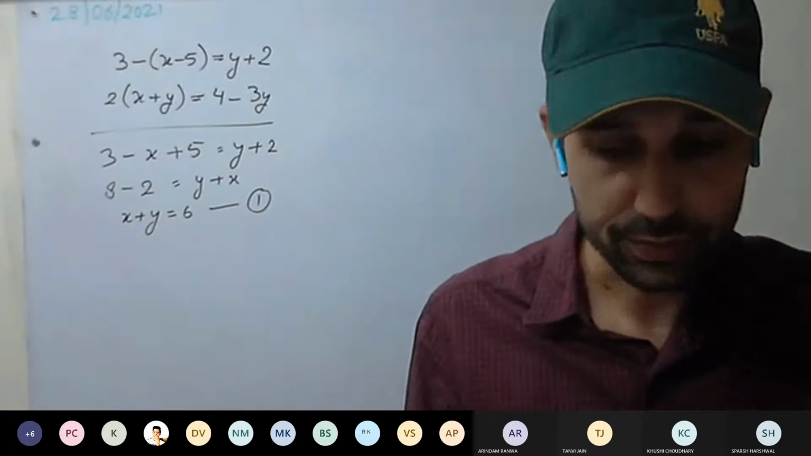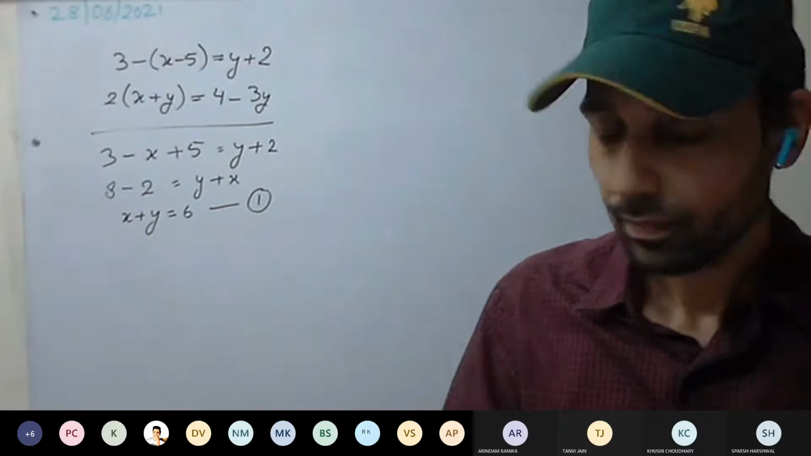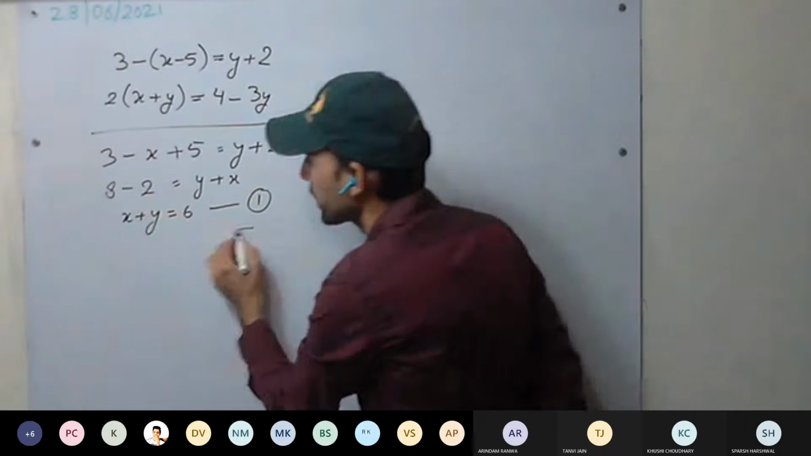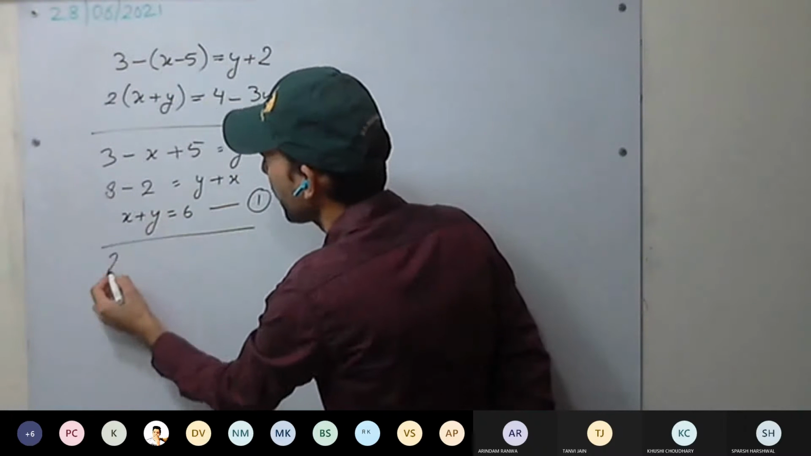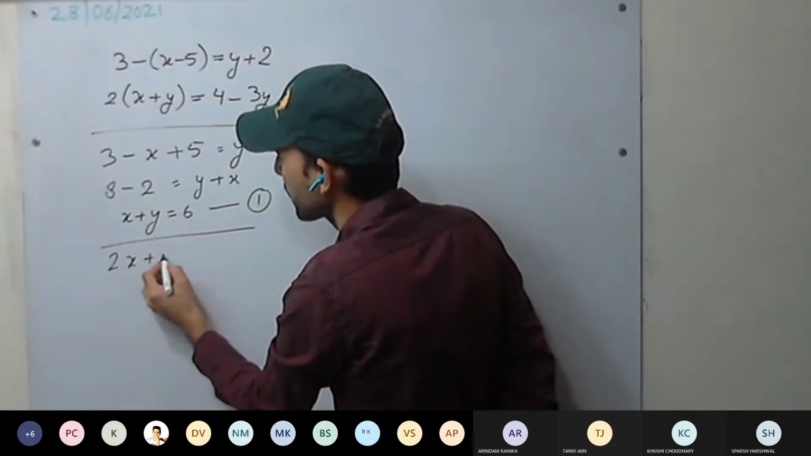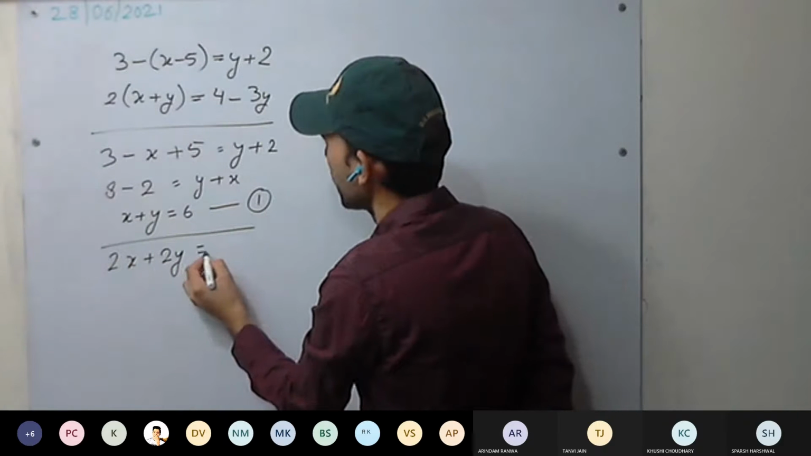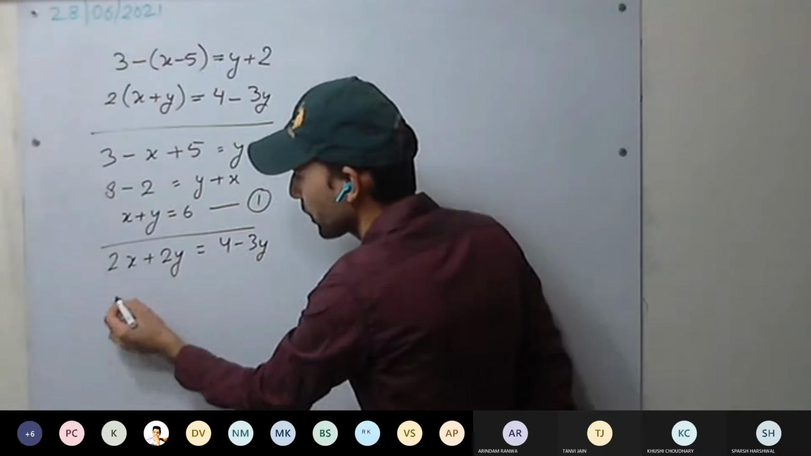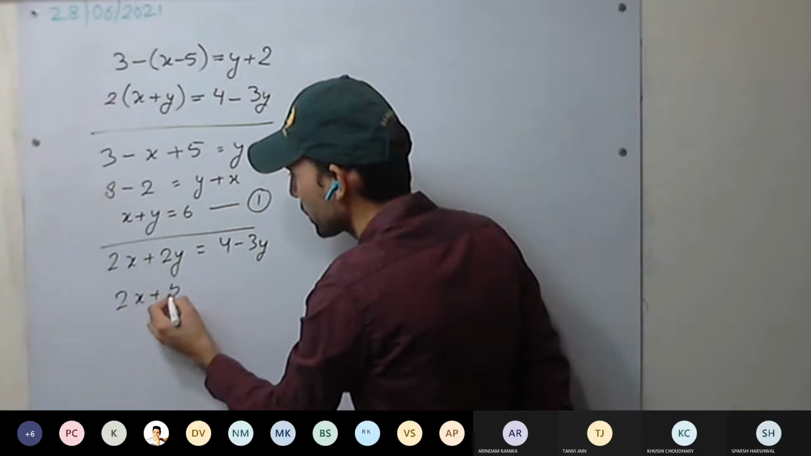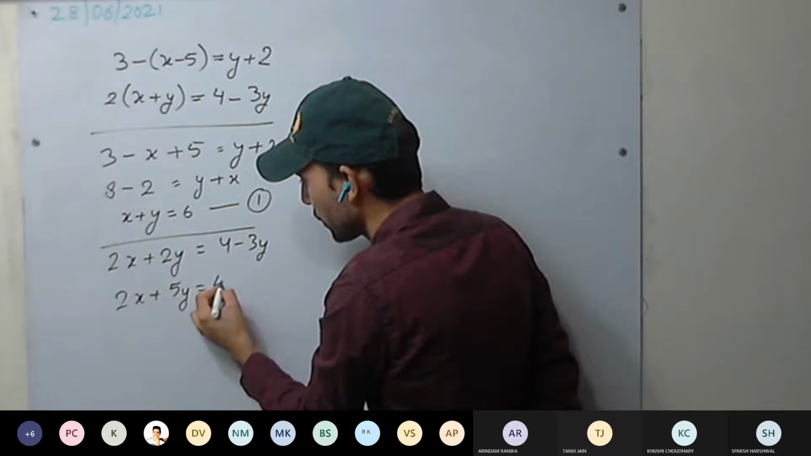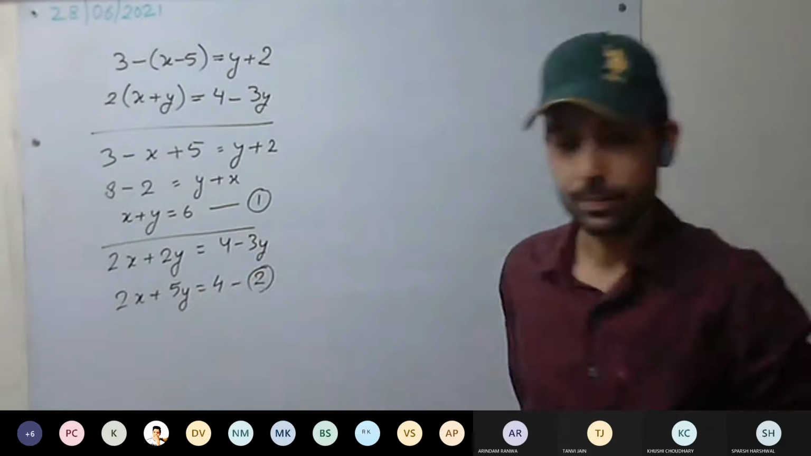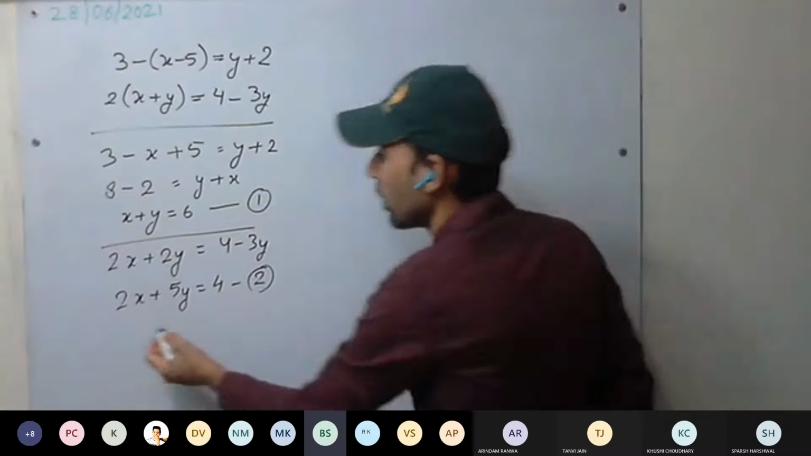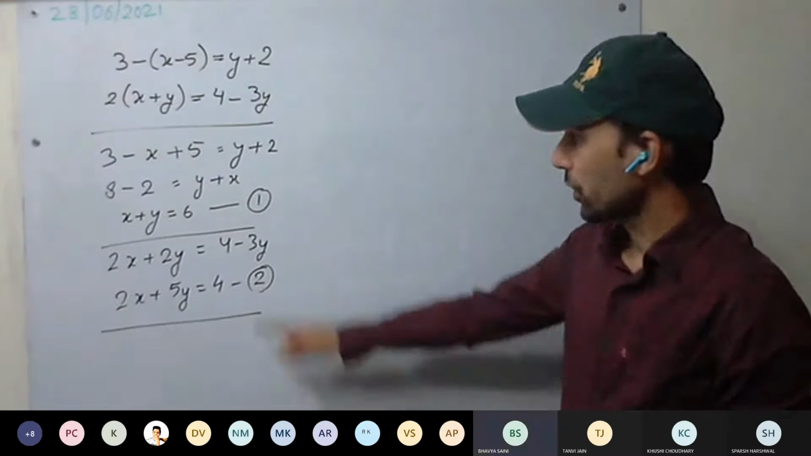Have you all got the first equation? X plus y equal to 6. Yes, sir. Okay. Now see the second equation we are taking. After opening the bracket, 2x plus 2y equal to 4 minus 3y. Take minus 3y on that side. It will be added, 2x plus 5y equal to 4. Have you got this equation? Yes, sir. Okay. Now can you solve?